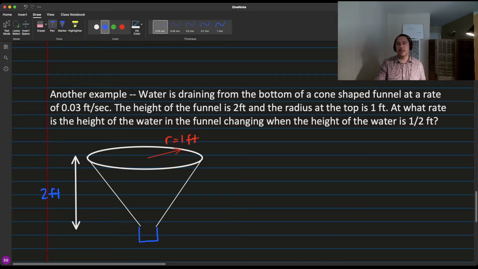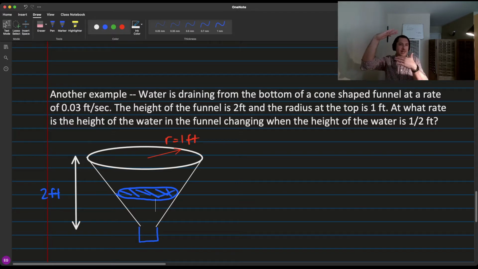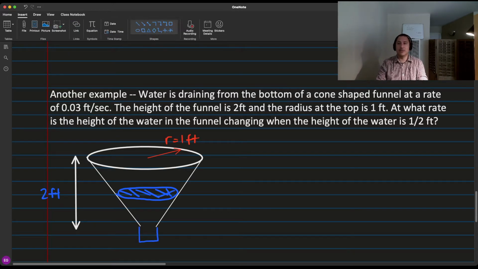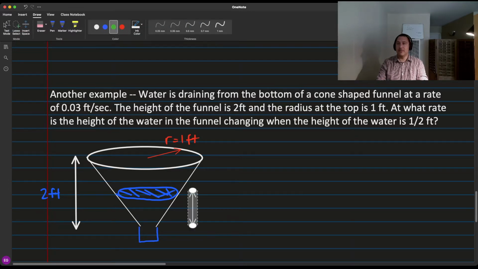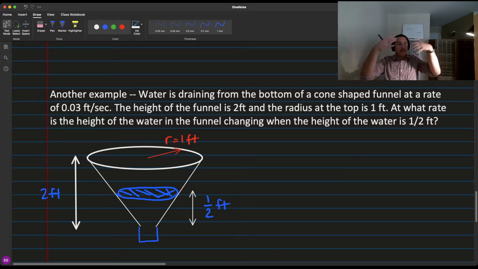Now, what happens is, as the water goes down, you have a water level, right? So does it make sense? The water is not always all the way at the top. As you drain, it's going to go down. So what they're saying is there's some height for the water at any given moment. So the height, let's call it this. You have this height of the water, and we want to know how that height is changing when there's a half a foot of water. Right? So it's draining at some constant rate, and it's going down.